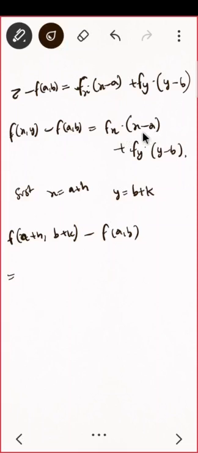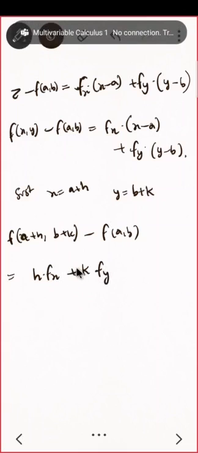That will be x minus a, meaning what will come? That is h. So it is h into fx, fx at that point (a, b). Here also I should have written fx at (a, b), but let me write as it is: h into fx plus k into fy, correct? And we are talking about (a, b). So what did you get? That means what? The total derivative is what?